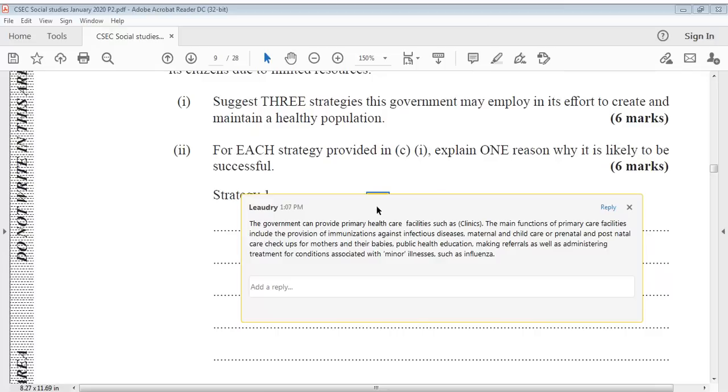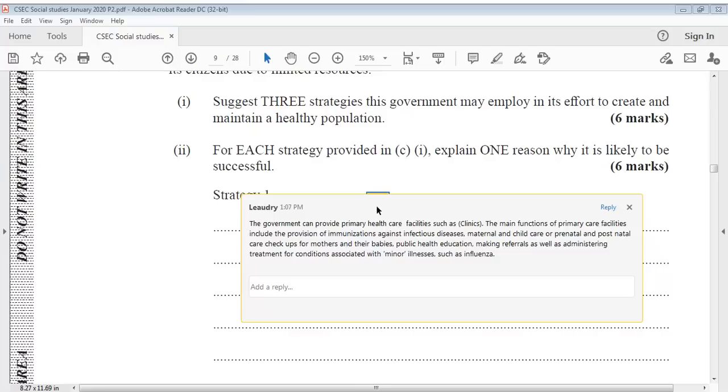So strategy 1, the government can provide primary health care facilities such as clinics. Now, we know that the main functions of the primary healthcare facilities include the provision of immunizations against infectious disease, maternal and child care, and prenatal and postnatal care checkups for mothers and their babies. Public health education also can be done, and also making referrals, as well as administering treatment for conditions associated with minor illnesses, such as the common influenza, like flu and so on.